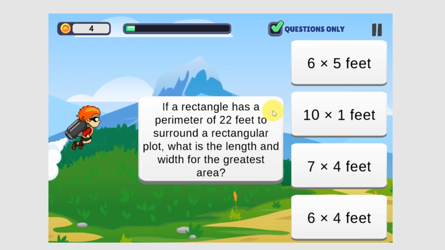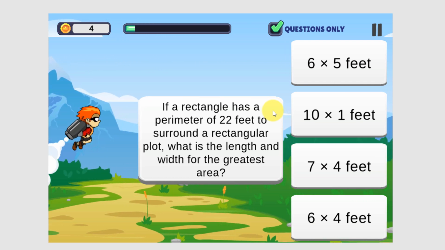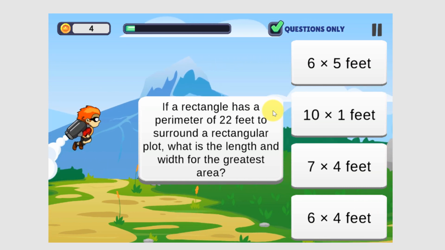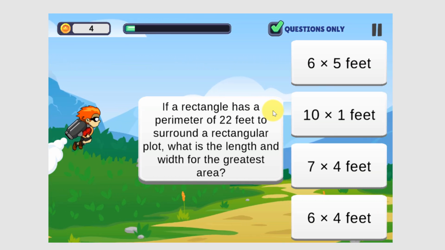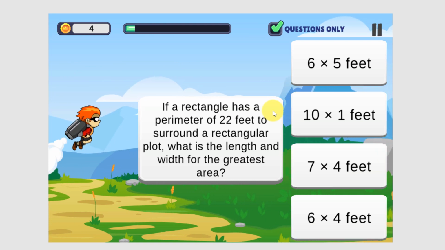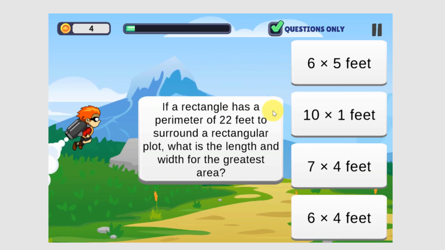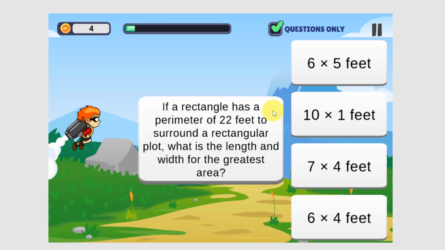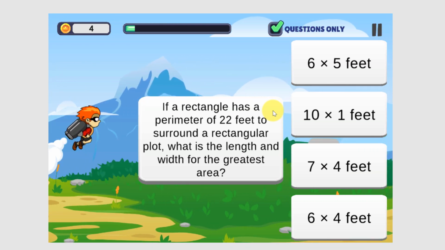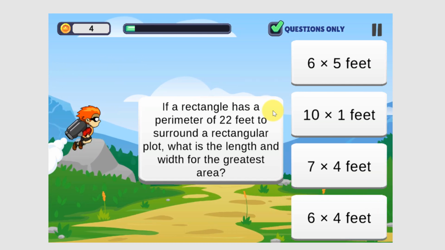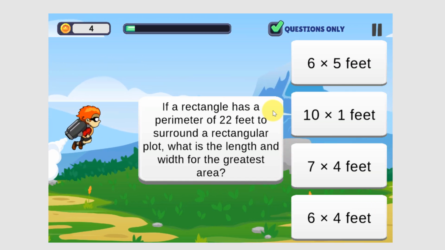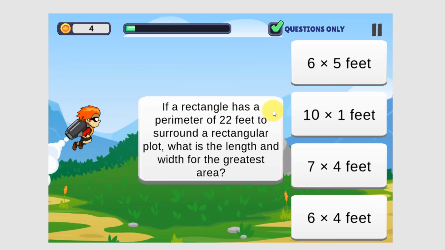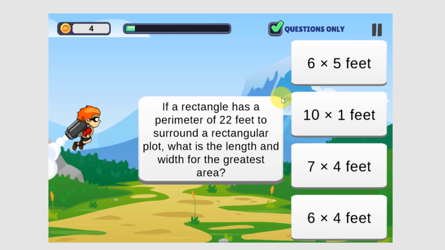So out of these first three answers, 6 by 5, 10 by 1, and 7 by 4, let's look at the question. It says, what is the length and width for the greatest area? And the greatest area is found when the length and width are closest together. So the 10 and the 1, we know that's not it because they're very far apart. The 7 and the 4 are also far apart by 3, but 6 and 5 are right next to each other. So that would create the largest area.